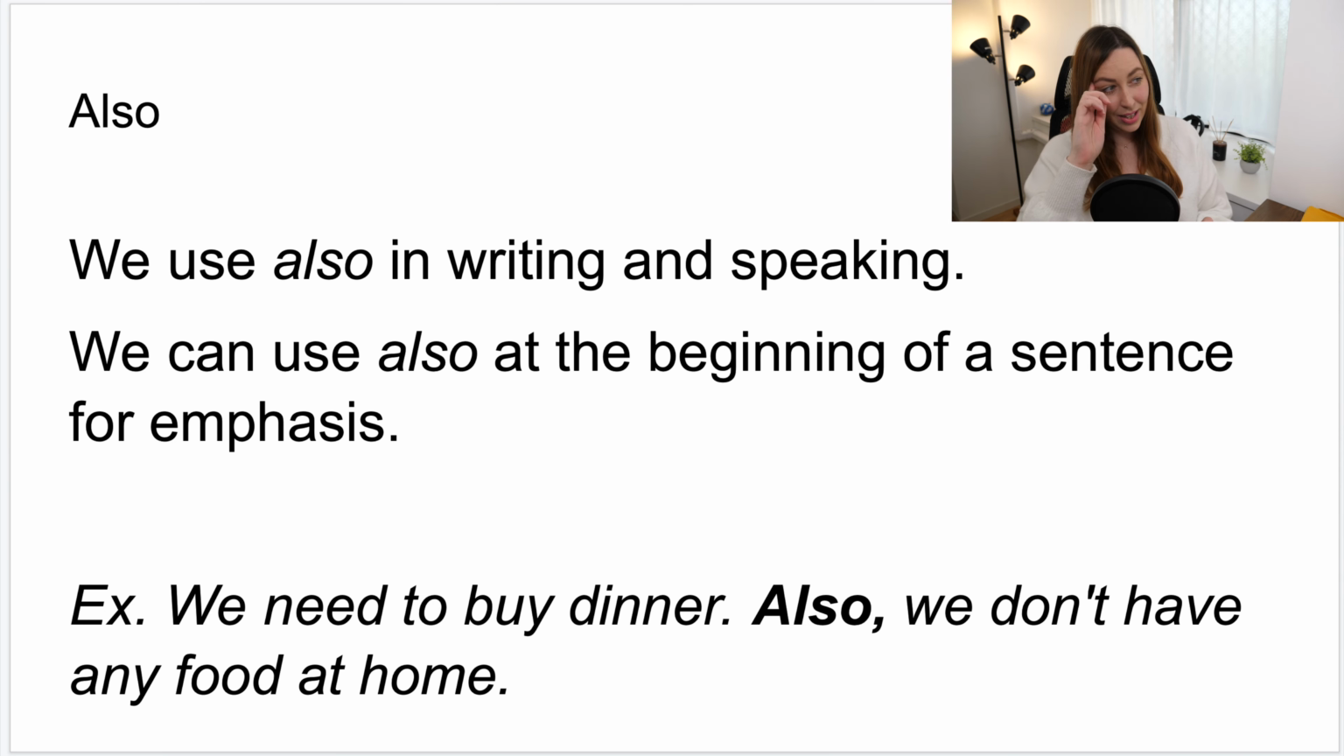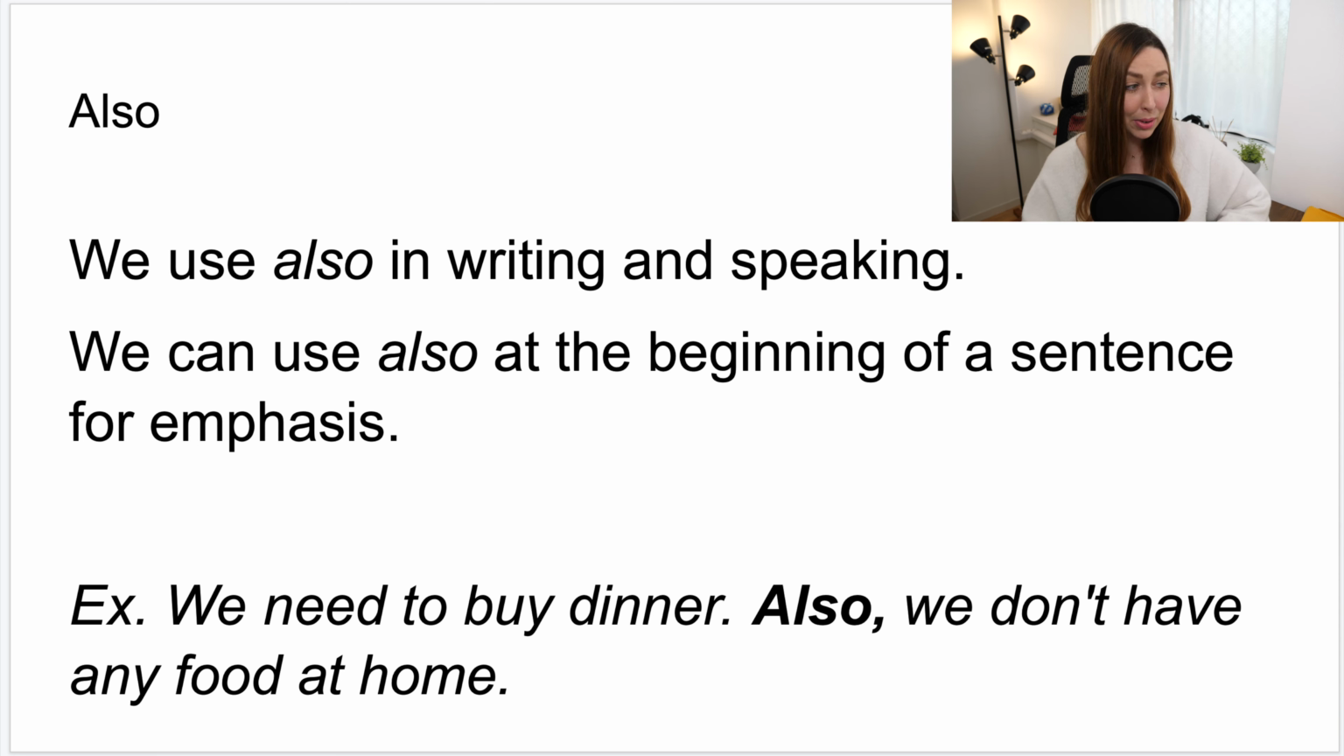Okay, also, here we are. So we use also in both writing and speaking. Maybe some people say we use it more in speaking than in writing, or vice versa. I think it really depends on the person. So you can use it in either, I think. We can use also at the beginning of a sentence for emphasis. We use it at the beginning for emphasis. This is kind of an important one to remember, okay?